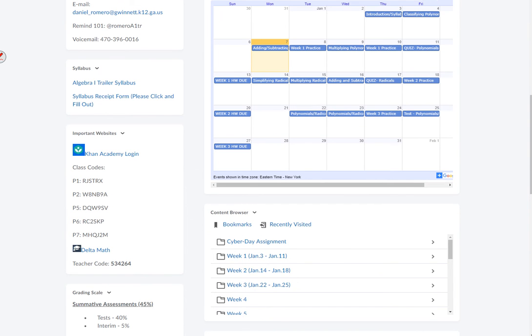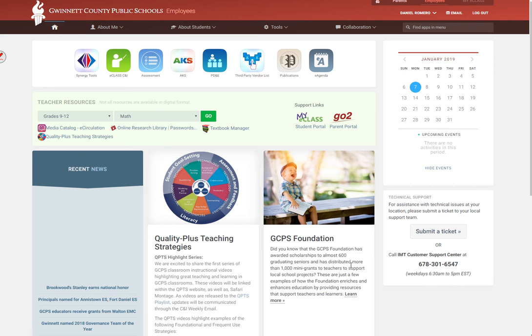Okay, so for everybody else, once you go to the Gwinnett site, if you're looking at a full web page, it depends on your device. Some devices generate a mobile page. But if you're looking at the full page, somewhere in the middle, it's going to say G Suite for Education. If not, you might have to click a tab that says additional. That means for not.